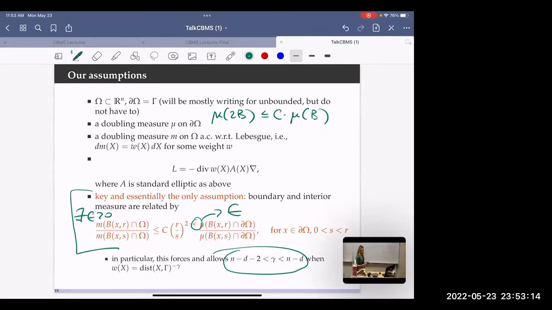Honestly, it's amazing to me that this is all that's needed, plus a little bit of topology that we will discuss in a second, for n minus one dimensional sets. But basically, in terms of the relationship between the measure inside and the measure on the boundary, this is it.